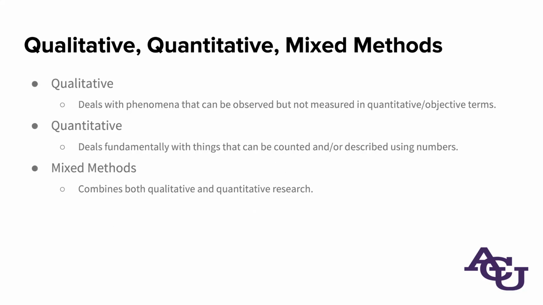As I mentioned earlier, qualitative research deals with phenomena that can be observed but not measured in quantitative or objective terms, or not easily measured, I should say. Now, quantitative research, on the other hand, deals fundamentally with things that can be counted or described using numbers and other methods of coding. Mixed methods is a combination of the two. Generally speaking, for a DNP project or a doctoral dissertation, unless you have a lot of experience doing this kind of research from your prior professional and educational activities, we will steer you away from mixed methods because it's an awful lot more work and generally unnecessary for the scope of the DNP project.